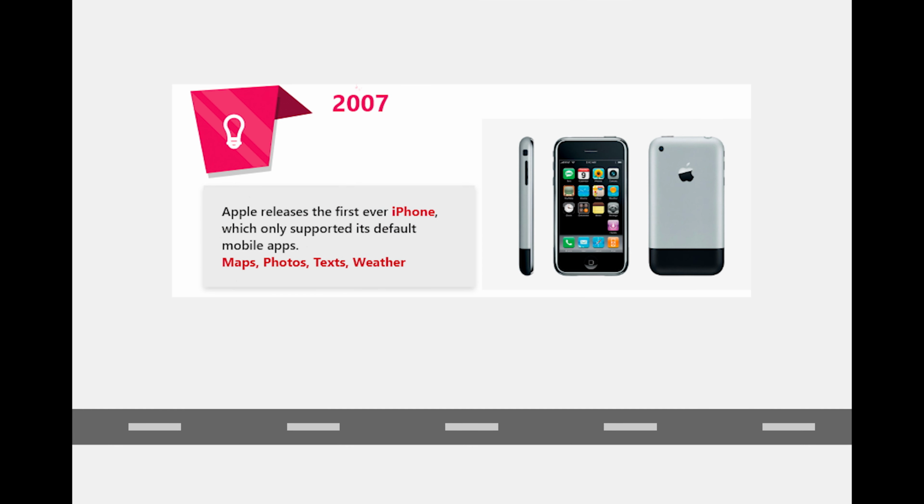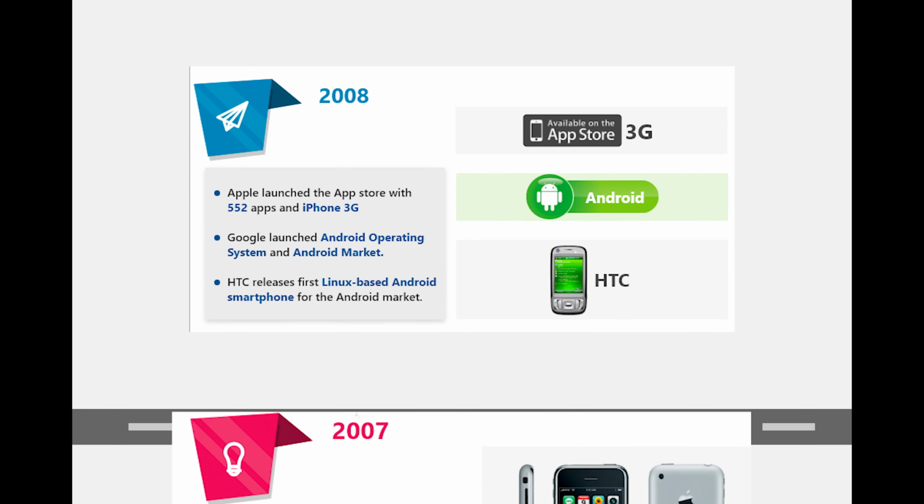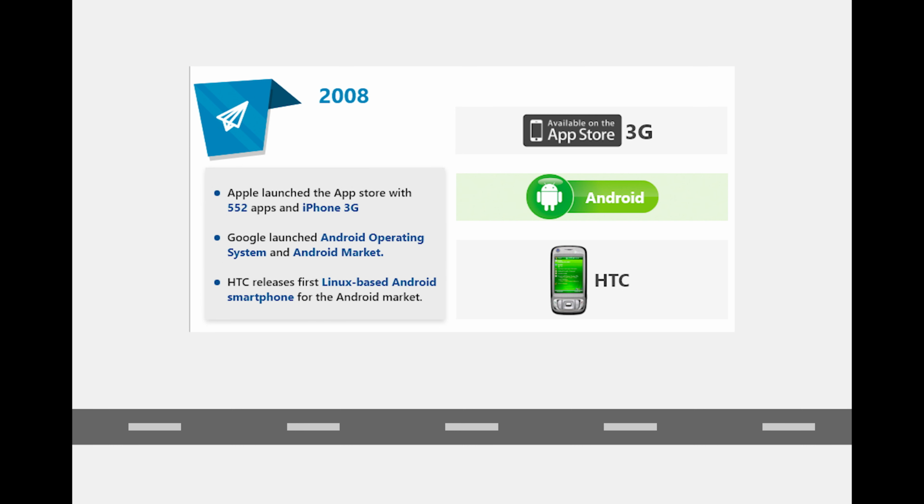We move forward to 2007. This is a moment which almost everyone knows about, when Apple released the first ever iPhone, which supported maps, photos, text, and the weather. So these were all apps that were supported by Apple. And then comes 2008, a year later. Apple launched the App Store with about 550 apps in there.